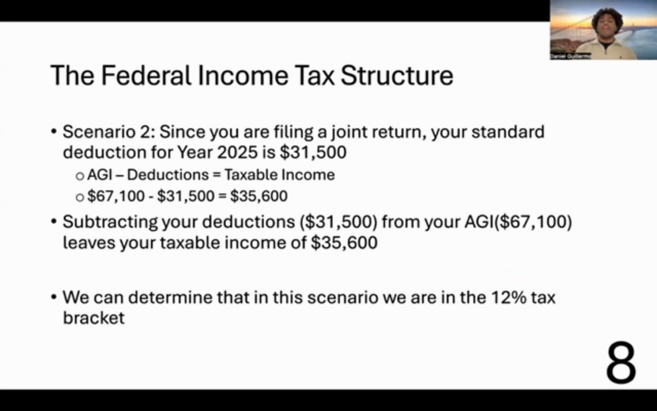Scenario two, since you are filing a joint return, your standard deduction for the year 2025 is $31,500. Now, let's calculate your taxable income. So there's $67,100 of your AGI minus $31,500 of your deductions, which gives you taxable income of $35,600. We can determine that in this scenario, we are in the 12% tax bracket.